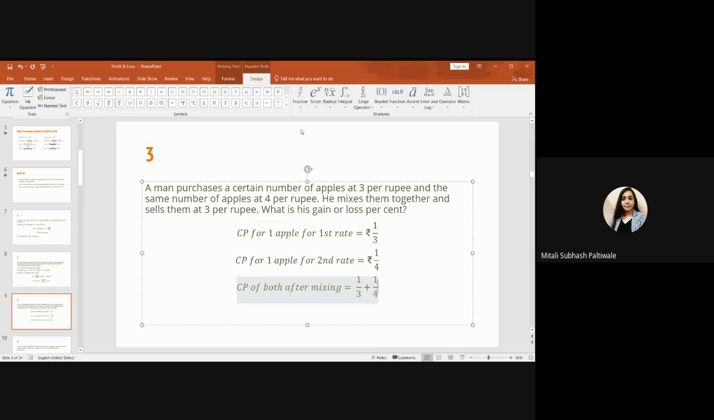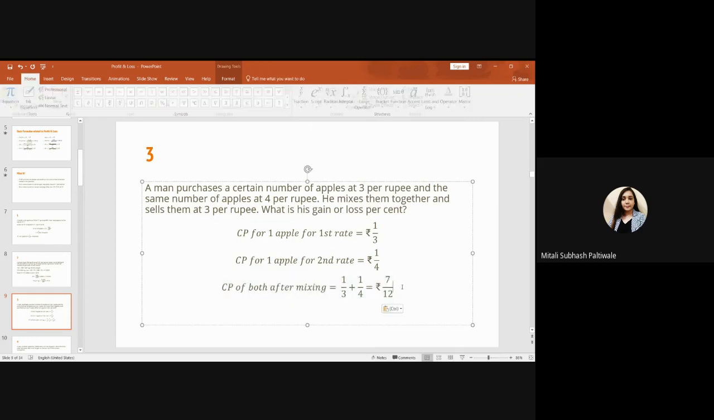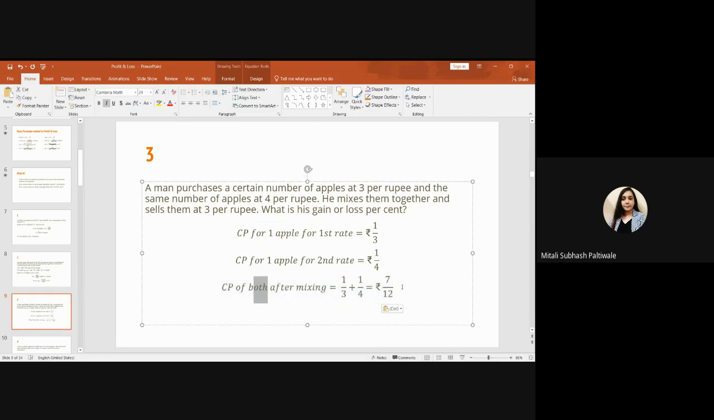1 by 4. So now this will give me the answer as 7 by 12 rupees. Okay. Now this is the CP for both of the apples after mixing them up. I would write 2 here because it is the CP of both the apples. So that's the way of solving this.